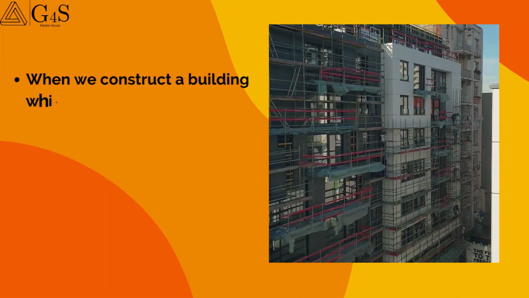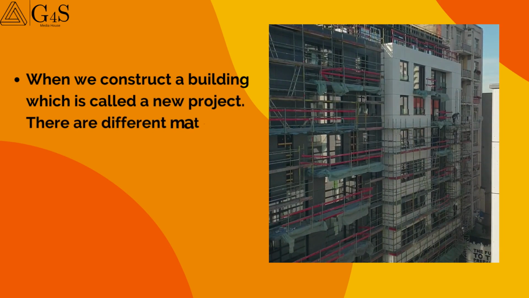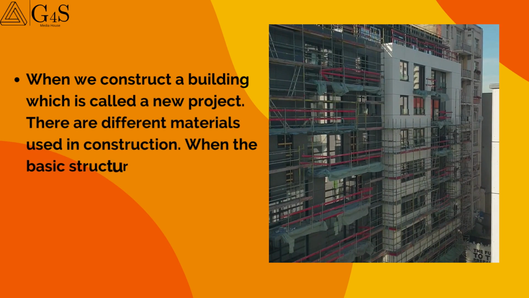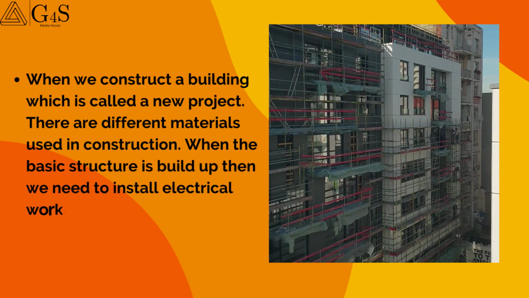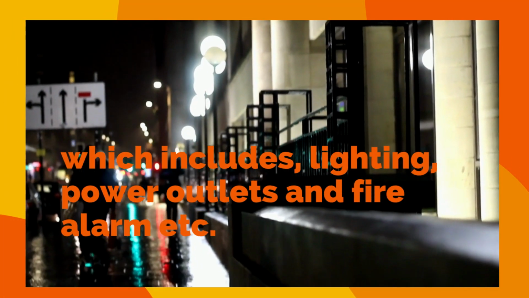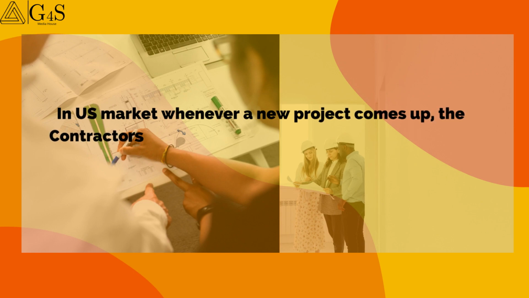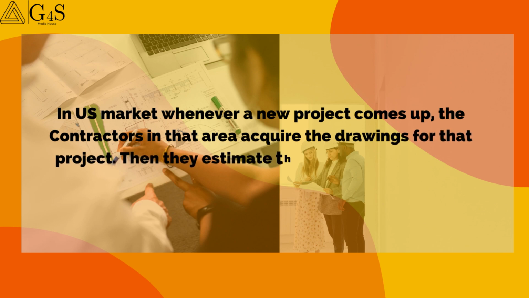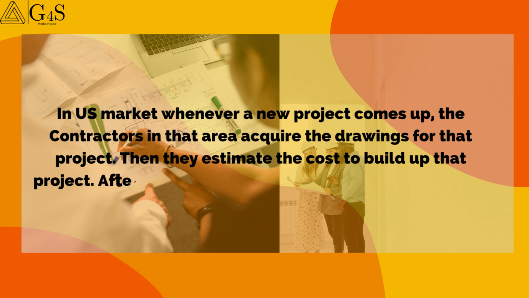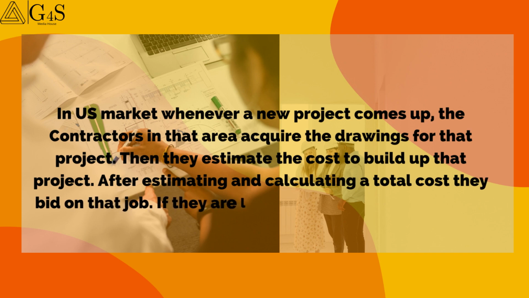When we construct a building, which is called a new project, there are different materials used in construction. When the basic structure is built up, then we need to install electrical work, which includes lighting, power outlets, and fire alarm, etc. In the US market, whenever a new project comes up, the contractors in that area acquire the drawings for that project. Then they estimate the cost to build up that project. After estimating and calculating a total cost, they bid on that job. If they are the lowest bidder, they get the job.